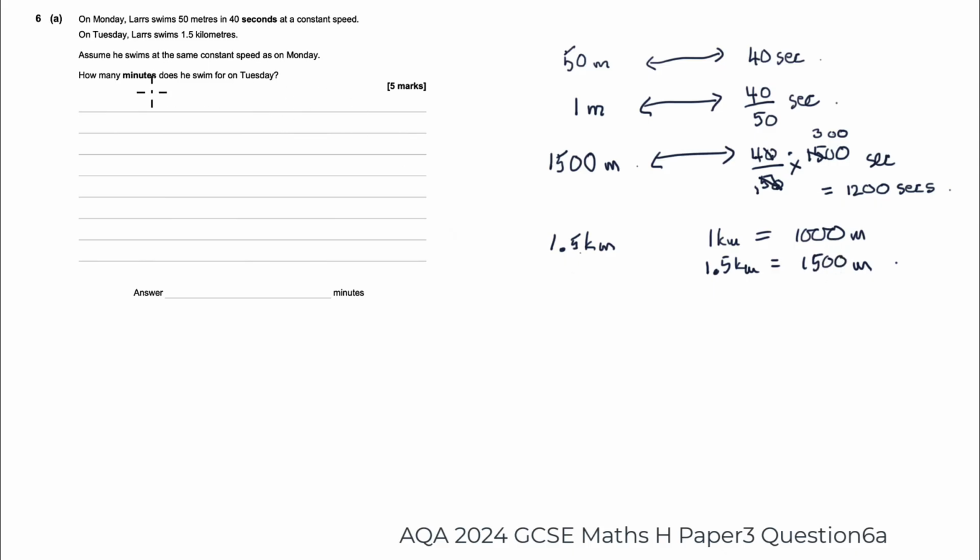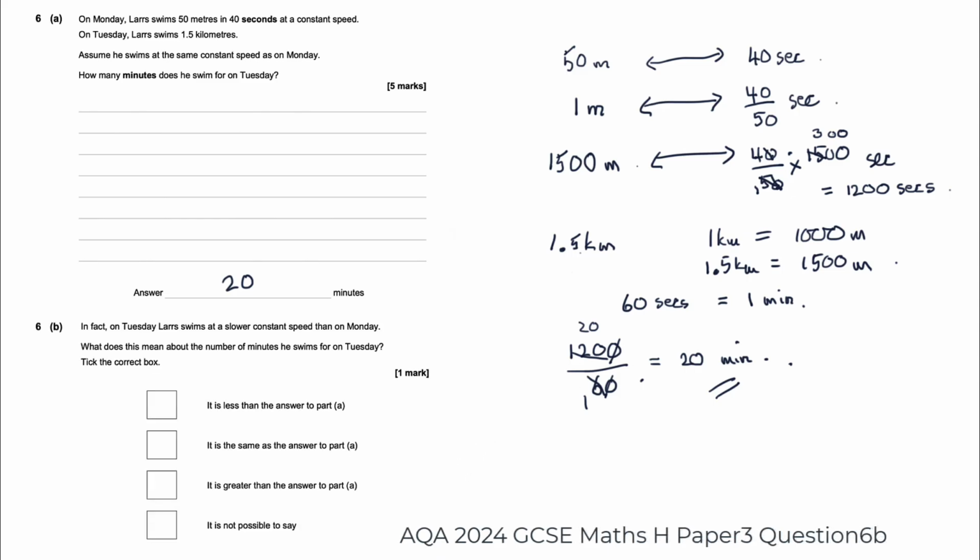Now it says how many minutes does he swim for on Tuesday. Well, remember that 60 seconds gives you 1 minute. So we really need to look at 1200 and say how many 60s are there in that. And again, your calculator comes to the rescue. 1200 over 60, and that would actually give you 20. You can check that. So the answer to this question is 20 minutes.